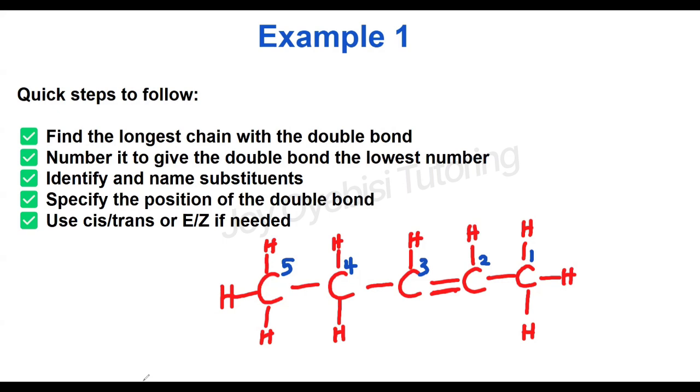So I'm going to go ahead and name it. I have 5 carbons as my longest chain. That is pent. My double bond started at carbon 2, so I'm going to put 2 right here, okay? And then alkenes are going to end with ENE, and that is it. So the name of this compound will be pent-2-ene.